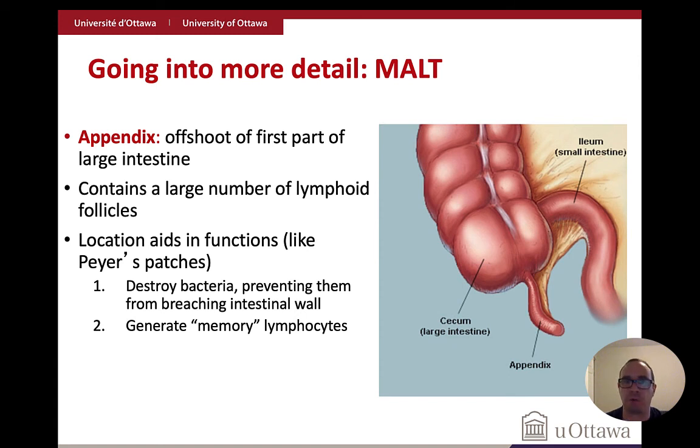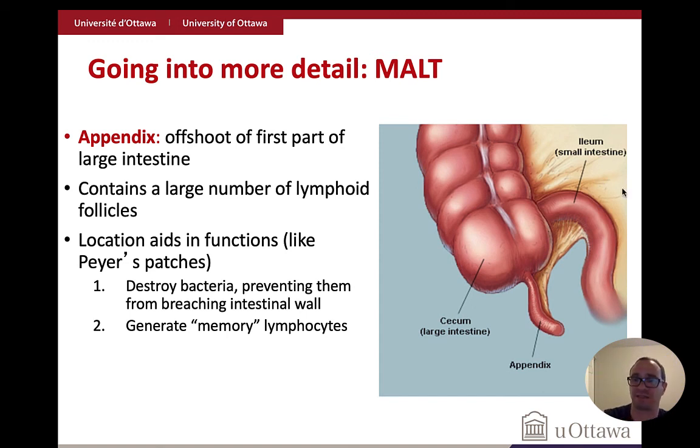Another aspect of the MALT is this thing called the appendix. I know you guys know what the appendix is. Sometimes people have an infected appendix, appendicitis, and it has to be removed. Often in the past, people thought that the appendix was what was called a vestigial organ, that it didn't really do anything. Now we appreciate that it has an important role within the lymphatic system, providing immunity to your system. One thing that it does is it can help to destroy bacteria and prevent them from getting into your intestine, okay?